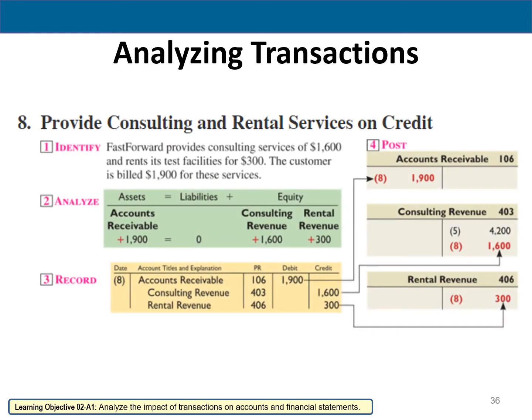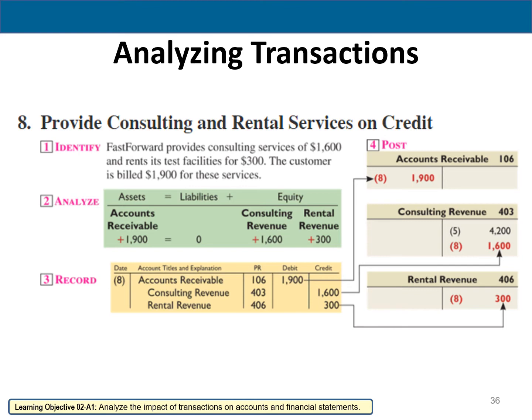All right, in transaction 8, we're providing consulting and rental services on credit. So Fast Forward provides consulting services of $1,600, and they rent their facilities for $300. And the customer is billed $1,900 for these services. So every transaction has to affect at least 2 accounts. In this case, we're affecting 3 different accounts.